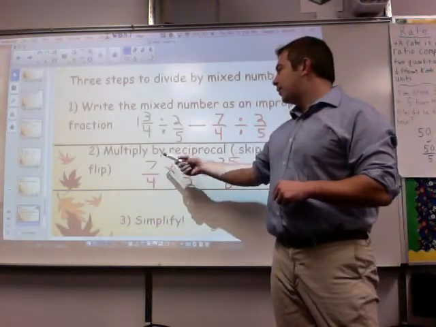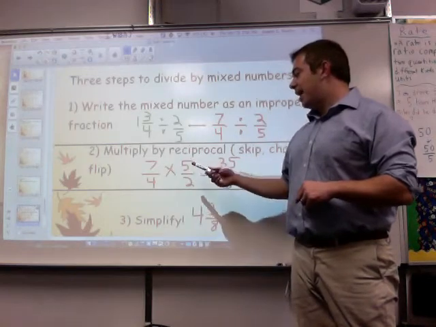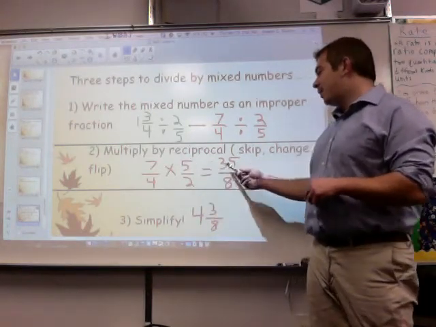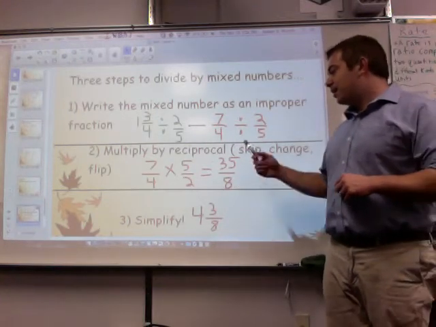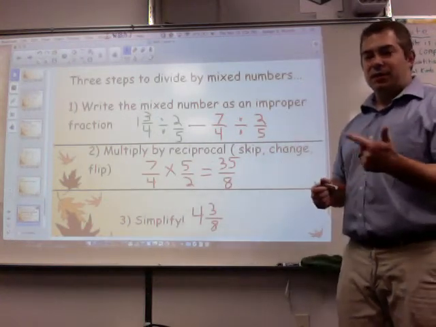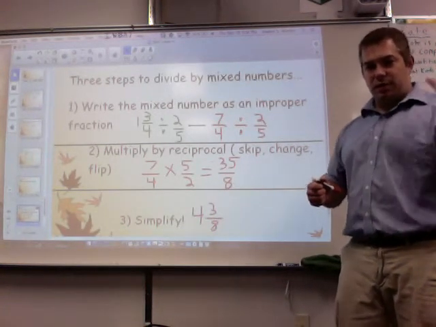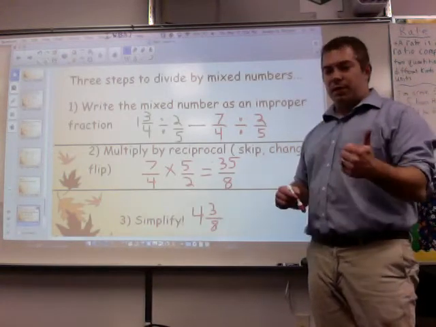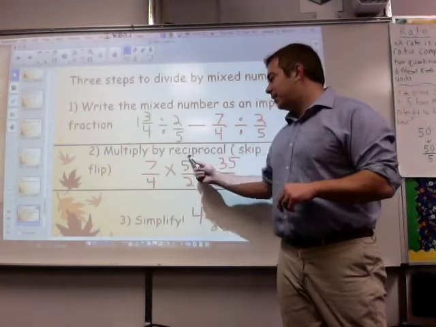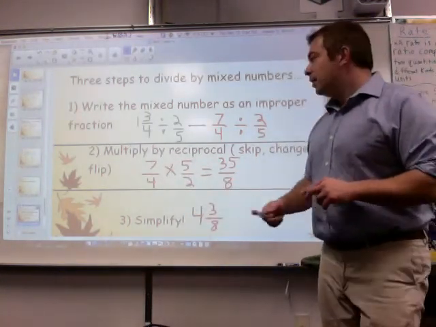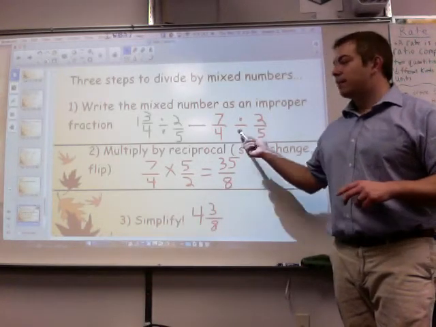Well, 7/4 divided by 2/5 is the same thing as 7/4 times 5/2. And 7 times 5 equals 35, and 4 times 2 equals 8. And then I simplify. 8 goes into 35 4 times. 8, 16, 24, 32. That's 4 times. There's 4 right there. And then with 3 left over, 33, 34, 35. 3/8. Now, I couldn't simplify here, but if I could have, I would have. All right? So you can copy these 3 steps down in your notebook, or just remember them, or refer back to this page.